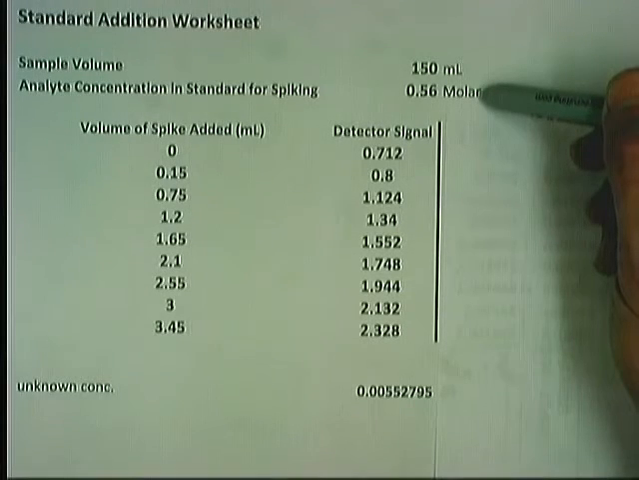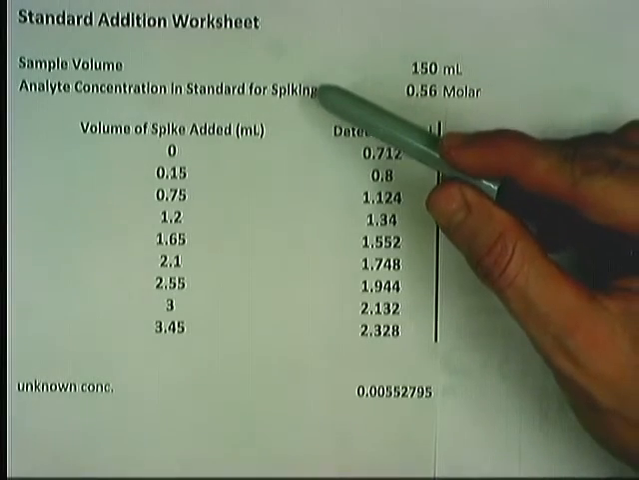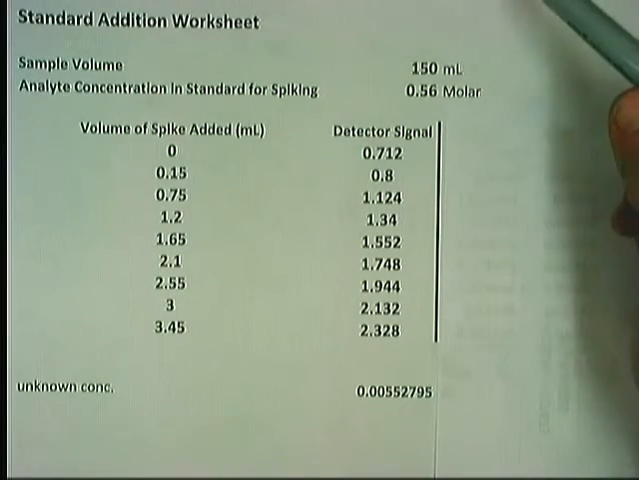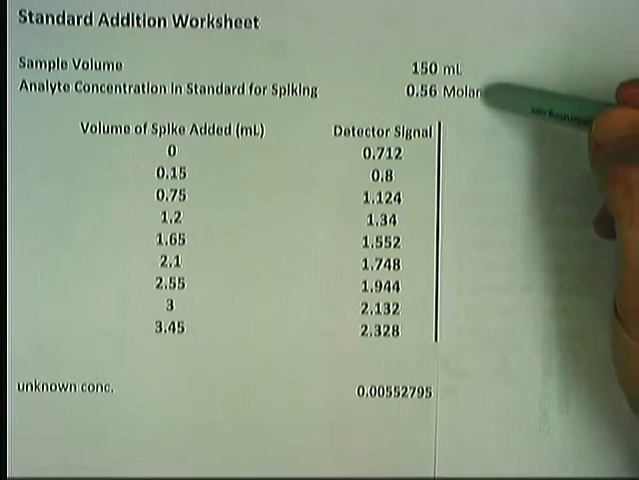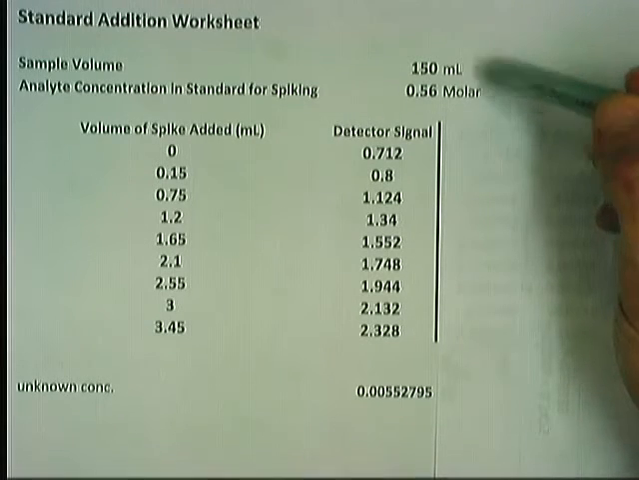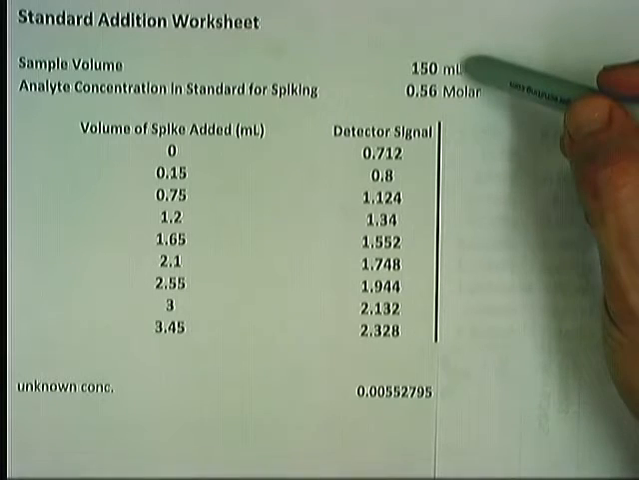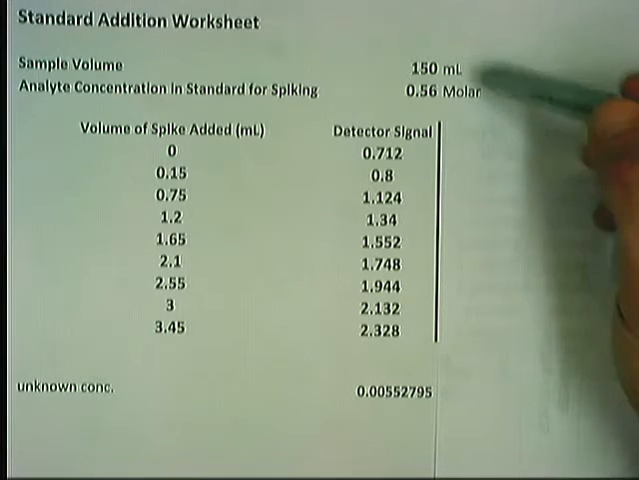So remember I said you're going to make a standard solution. Well, guess what? You're going to weigh out carefully the analyte that you use. You're going to know what volume you dissolve it in, so you're going to know its concentration. So in this sample problem, I'm going to basically just say that we have a 150 milliliter sample, and the spiking solution is going to be 0.56 molar.